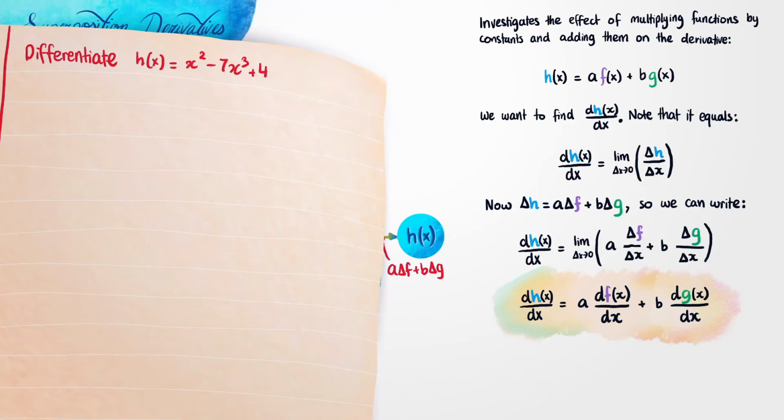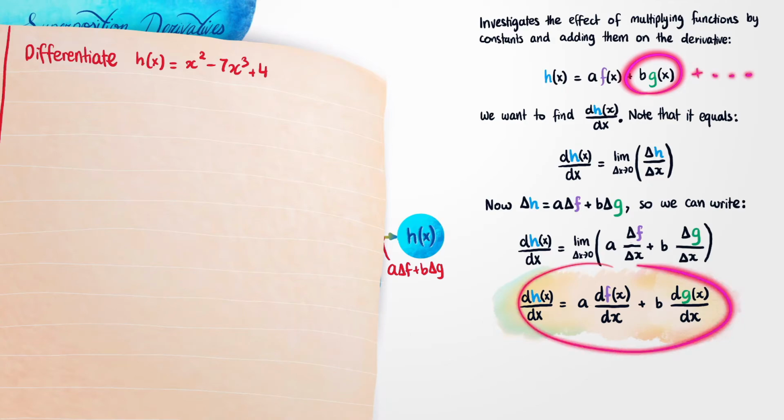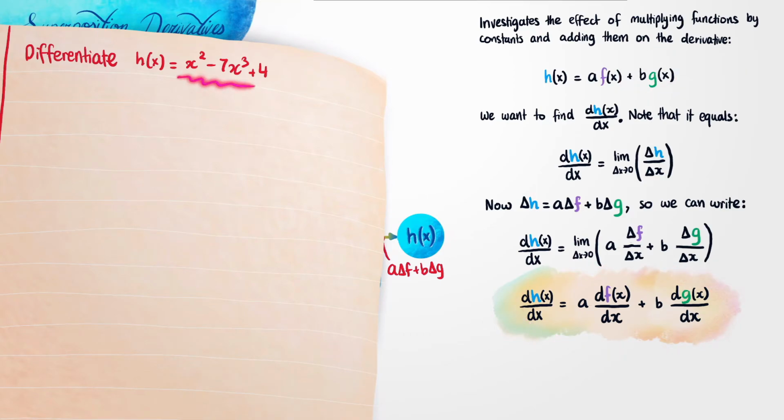Now I've only proven this formula for the case of two terms, but there's nothing really stopping us from adding as many terms as we like. This formula is going to hold no matter how many terms you have. So here I've given you a case with 3 terms, so it should still work just the same. Now the first step to differentiate this is to break it up into a number of terms.